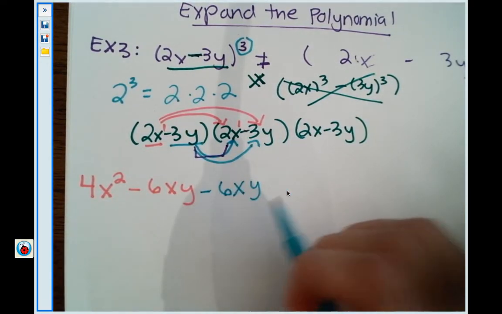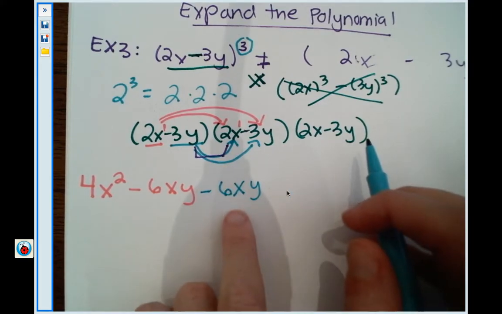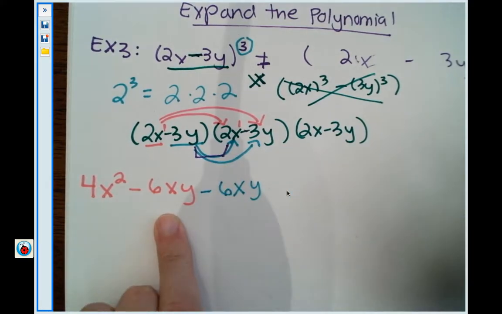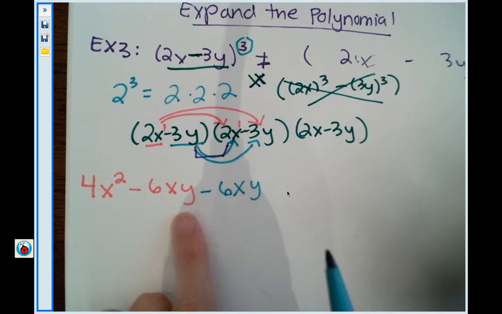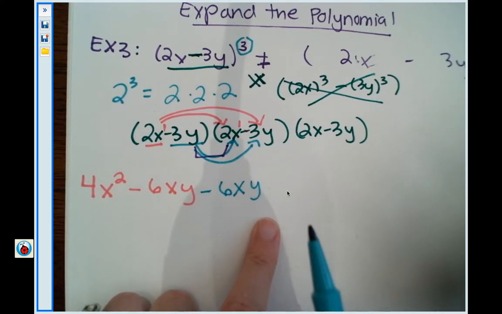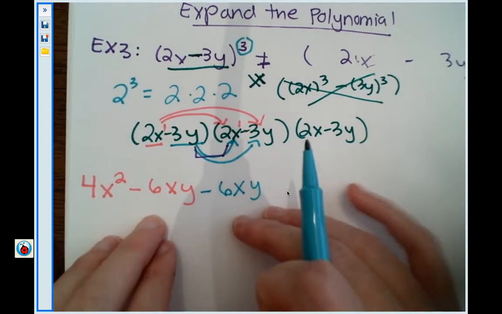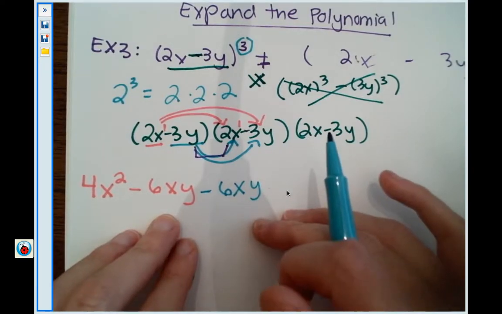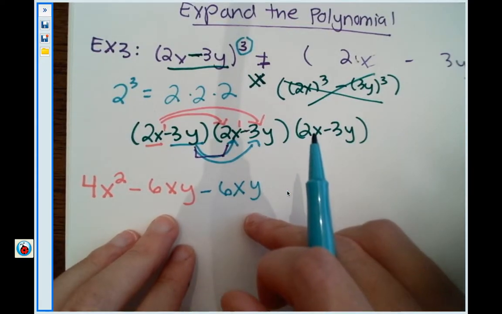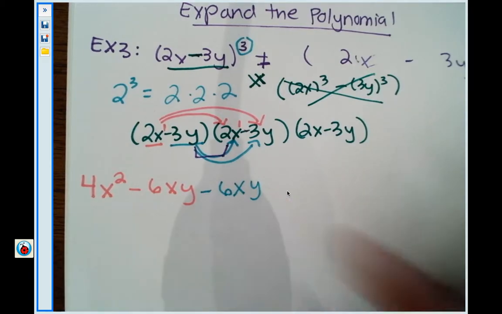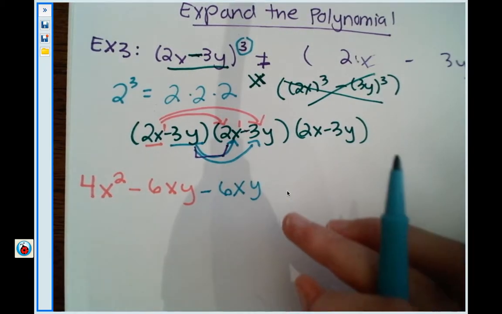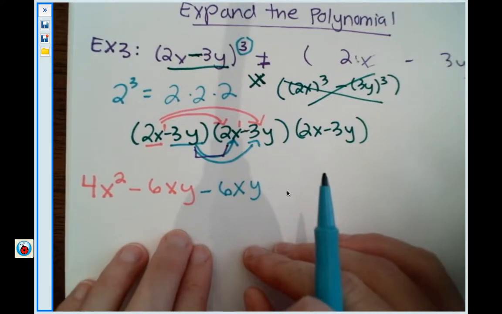xy is the same as yx. The reason why I'm writing it as xy is because I see before me that there's a like term that I'm going to be eventually combining this to. So it helps you guys if you write your like terms kind of in the same way. It's not wrong to write this as negative 6yx, but it might be harder to see that they're like terms. So I'm just going to leave it just like that.